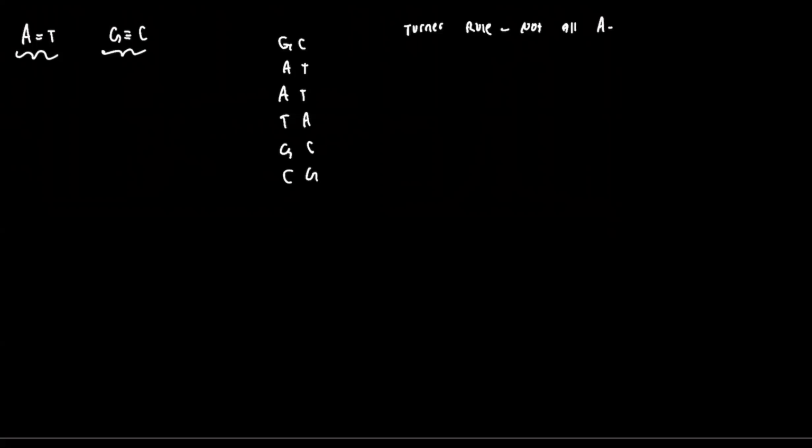So we have AT and GC, where AT forms double hydrogen bonds, and GC forms triple hydrogen bonds. Well, you would think possibly that no matter the sequence, these bases would have the same energy, but this is not the case. And this is what's known as the Turner rules. What this says is that not all AT and GC bonds have the same energy.